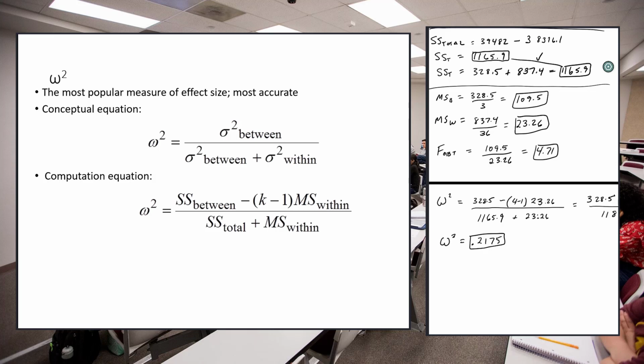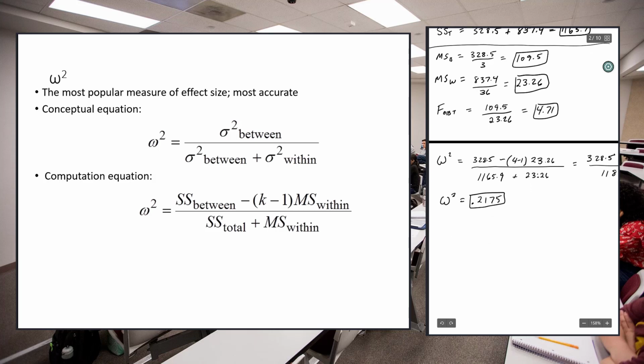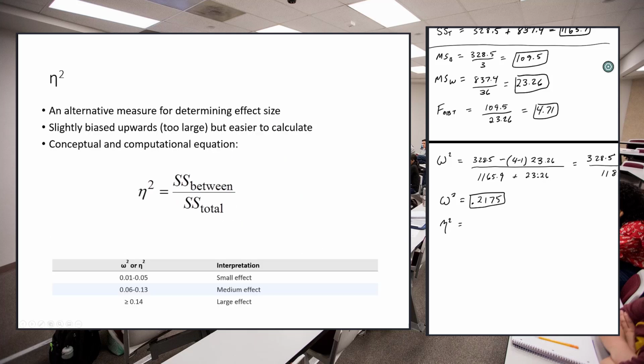Now let's go ahead and just run through the eta squared equation. So eta squared is going to be sum of squares between over sum of squares total. And so that is 328.5 divided by 1165.9, and this gives us a value of 0.2817.